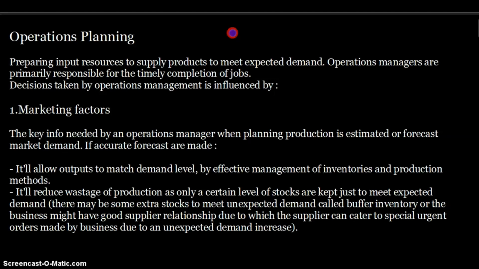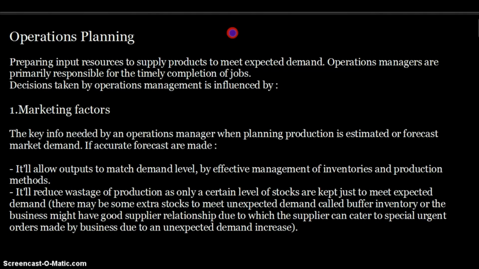Basically, we're going to talk about the factors that influence operations management, and we're going to talk about technology. What is the effect of technology on operations, such as computer aided design and computer aided manufacturing, CAD and CAM? And we want to also talk about all the different production methods that are used in operations, that is job production, batch production, flow production, and mass customization.